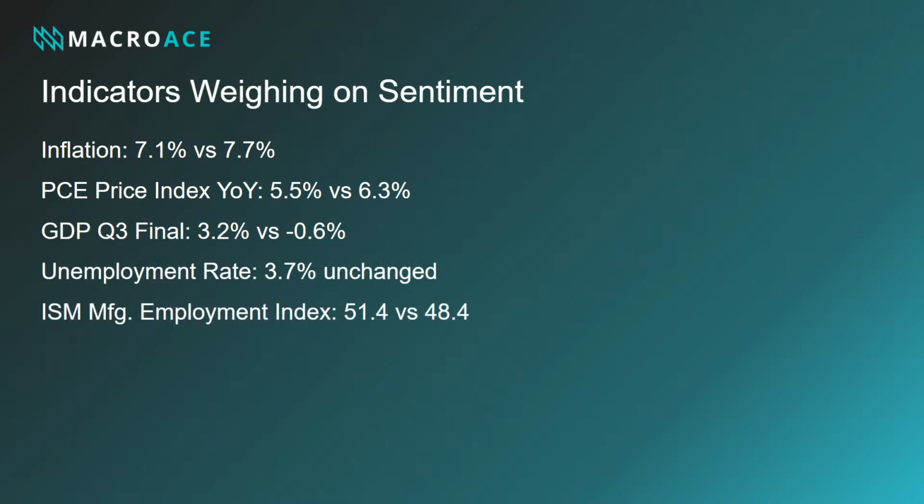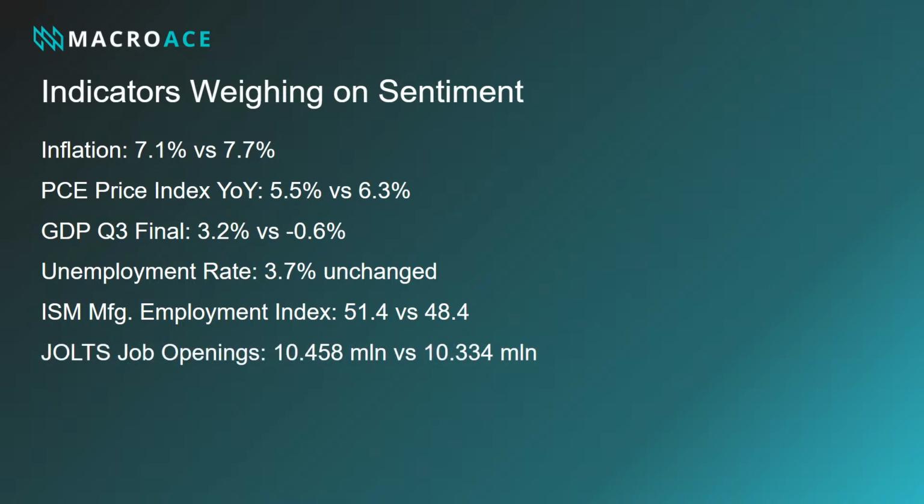The ISM Manufacturing Employment Index data that we had this week showed that employment in the manufacturing sector ticked up back above the 50 level, which is seen as a good sign that that area is expanding or doing well, to 51.4 compared to the prior 48.4.